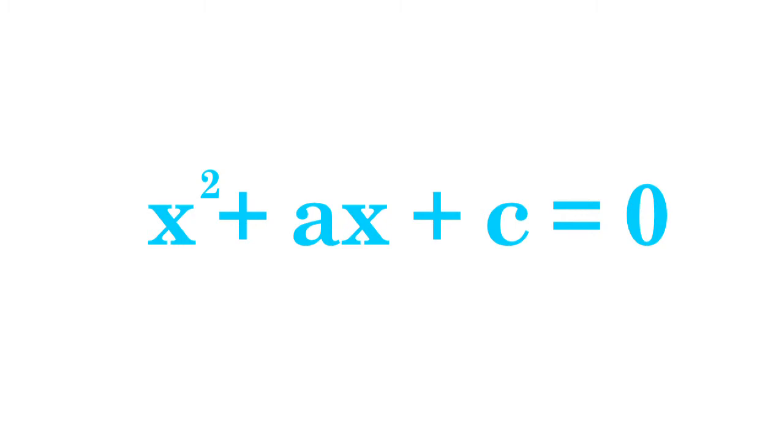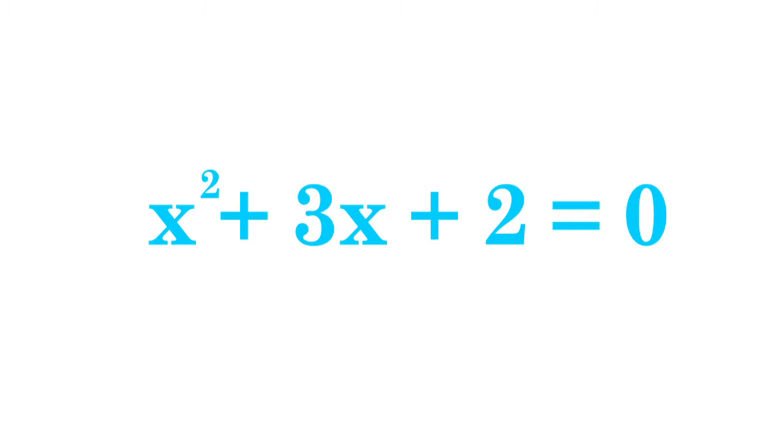A quadratic equation is an equation where the highest order term is an x squared term. Quadratic equations generally have this form, where you have an x squared term, an x term, and some constant. So, let's try to solve this quadratic equation.